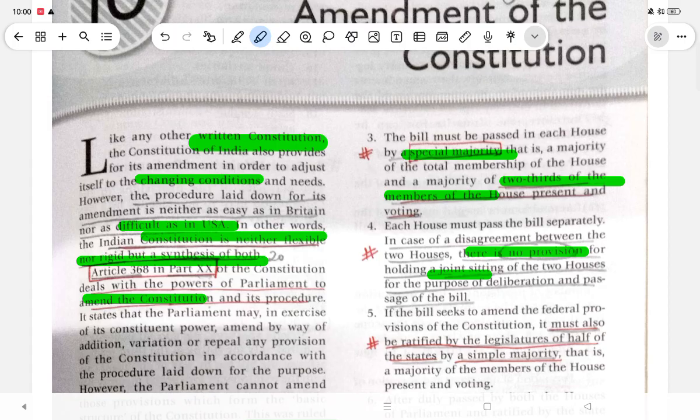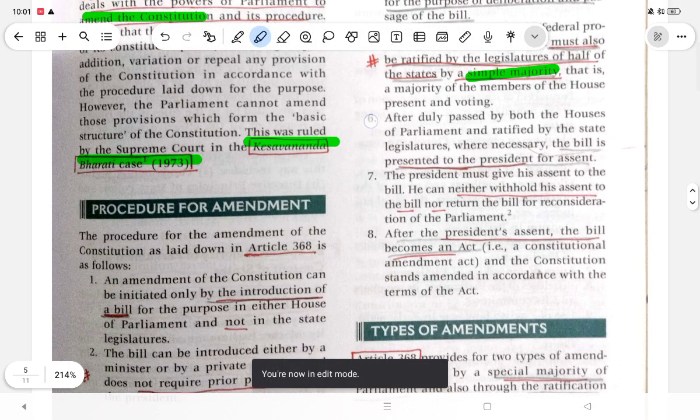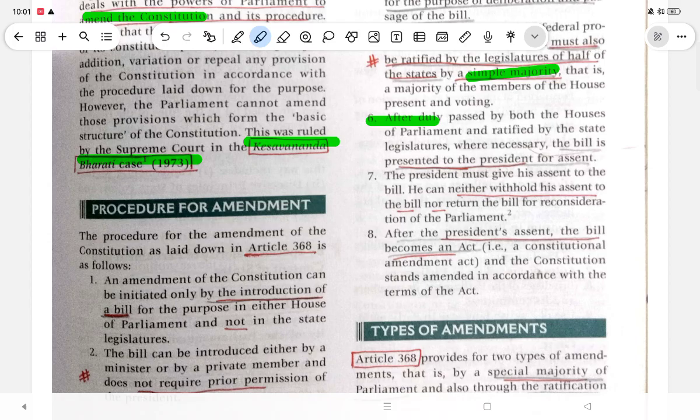Fifth, if the bill seeks to amend the federal provisions of the Constitution, it must also be ratified by the legislatures of half of the states by a simple majority, that is, a majority of the members of the house present and voting. Sixth, after duly passed by both houses of Parliament and ratified by the state legislatures where necessary, the bill is presented to the President for assent.